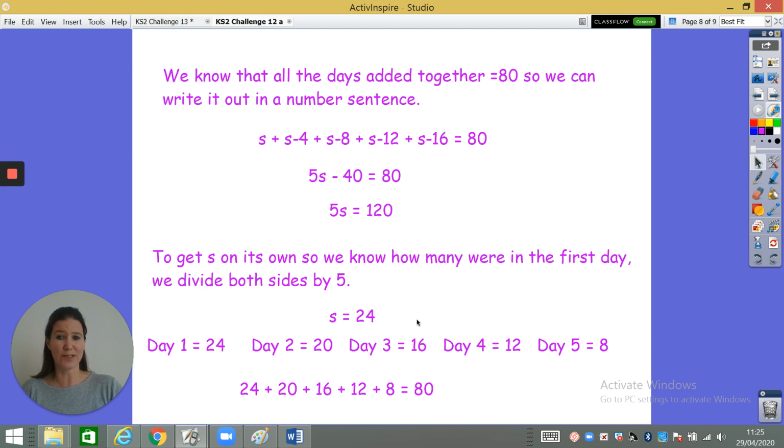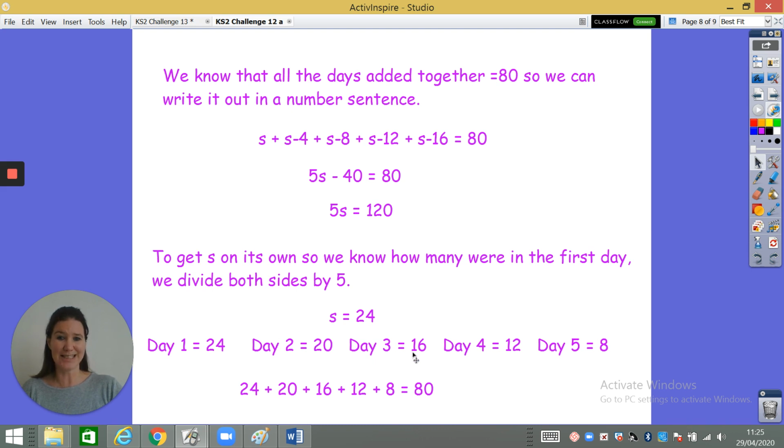Now, to get s on its own, to find out how many there were in that very first day, we need to divide both sides by 5. So 5s divided by 5 leaves s on its own. 120 divided by 5 is 24. So day 1 is 24. Day 2, we know, is minus 4 from that. So it's 20. 24 minus 4 is 20.